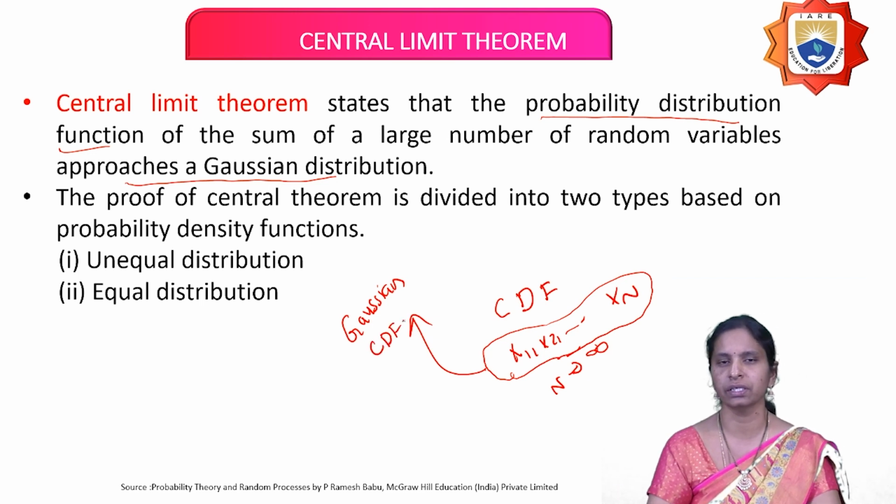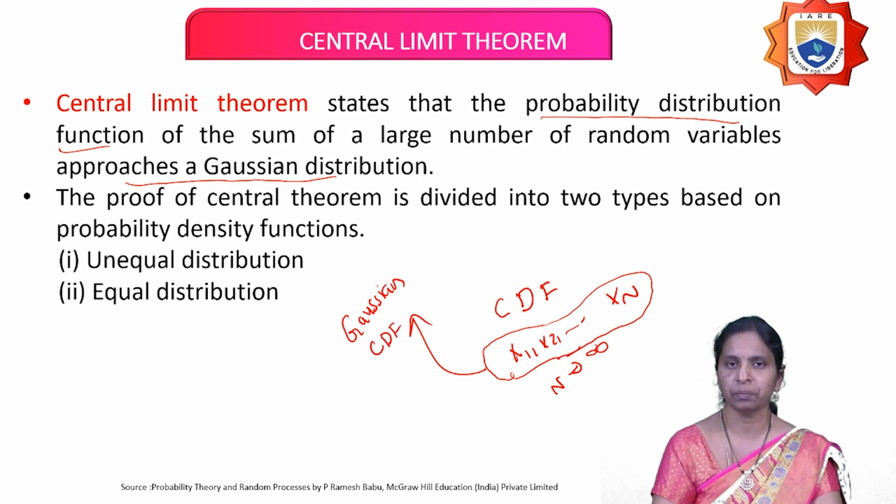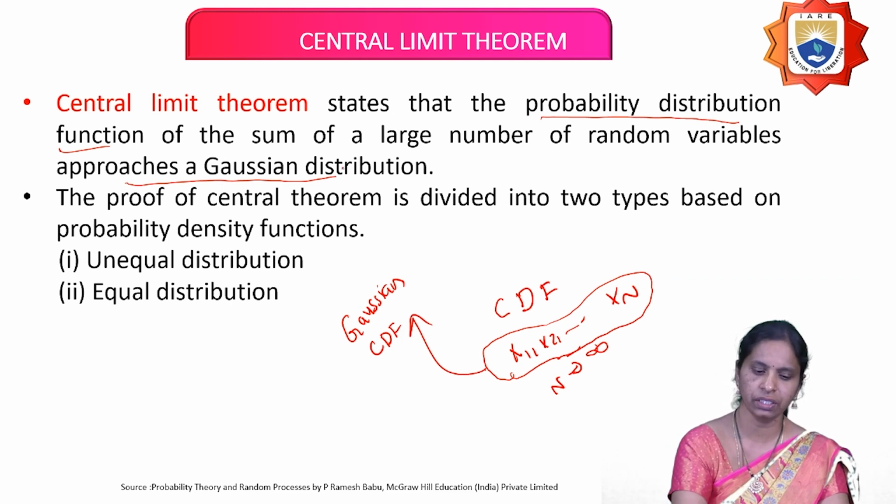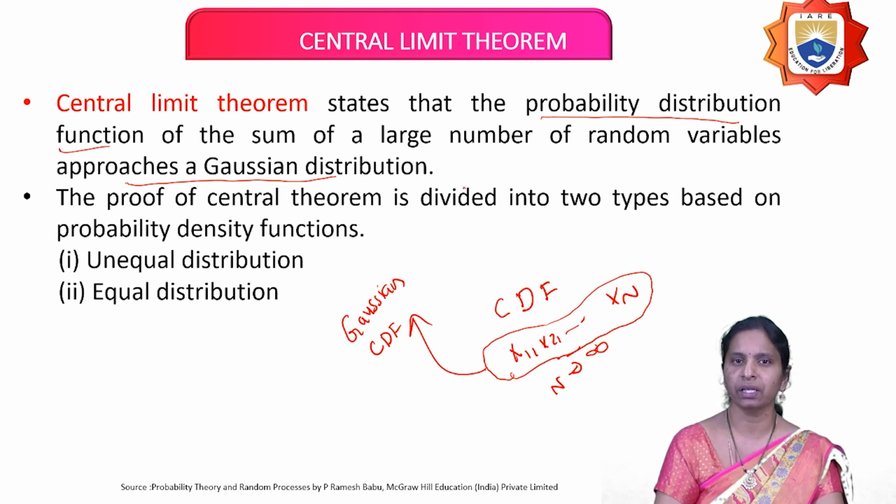Therefore, the statement of the central limit theorem is that the probability distribution function of a sum of a large number of random variables will approach a Gaussian distribution function. But we cannot guarantee the density function, but we can guarantee the distribution function.